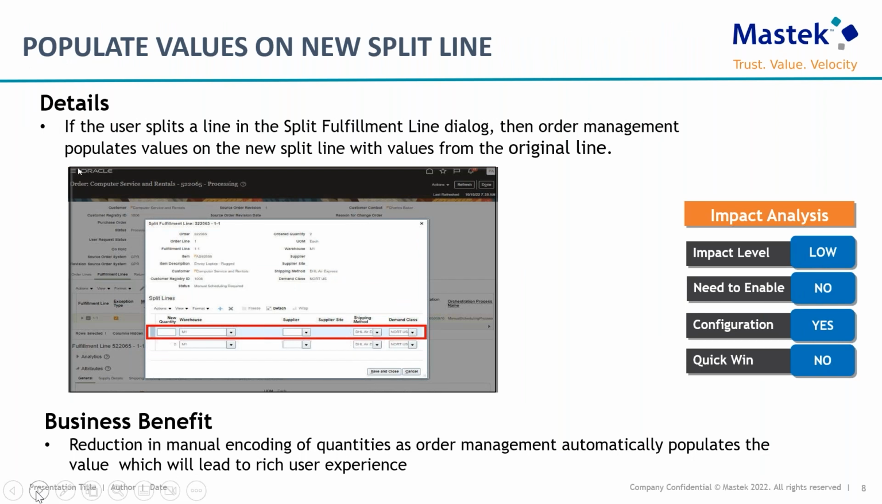If the user splits a line in the split fulfillment line dialog that you're seeing in the screenshot below, the auto management will automatically populate the split lines. It will calculate the lines and populate the split lines in the original line. The business benefit is the reduction in manual encoding of quantities, as auto management automatically populates the value, which will lead to a rich user experience.